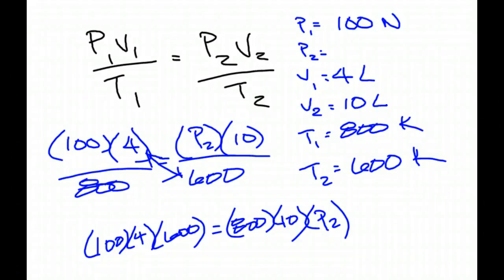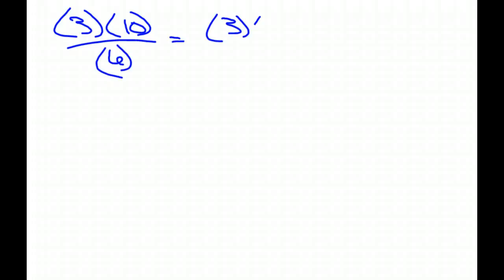Question now. Does P2 equal 30? Yes. So if I have 3 times 10 over 6, don't write this down, times 3 times 20 over, let's make it 7.